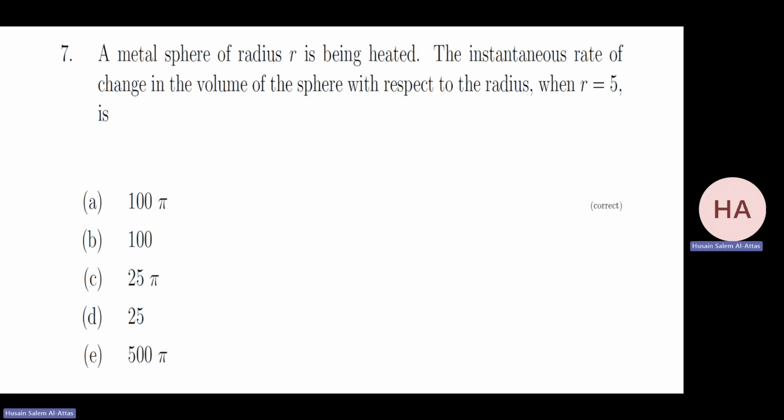A metal sphere of radius r is being heated. The instantaneous rate of change. What do you mean by instantaneous rate of change? Derivative in the volume. So what they want with respect to the radius when r equals 5. They want v prime at 5. This is what they're looking for.